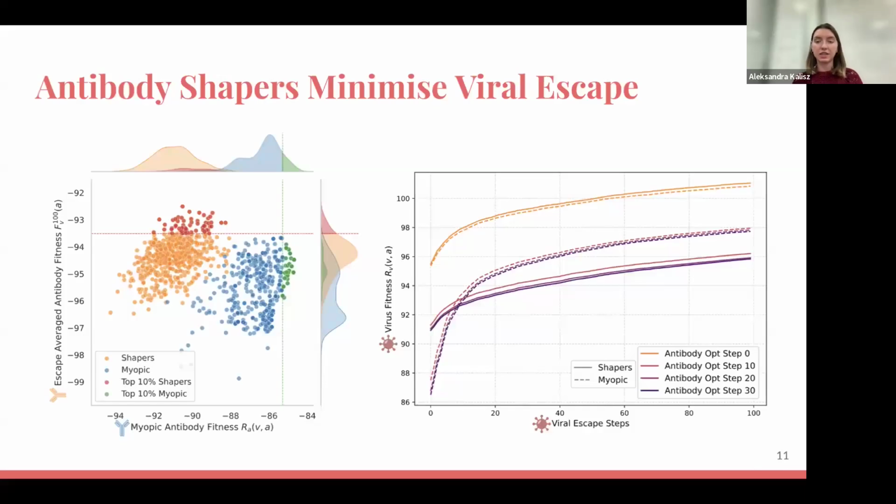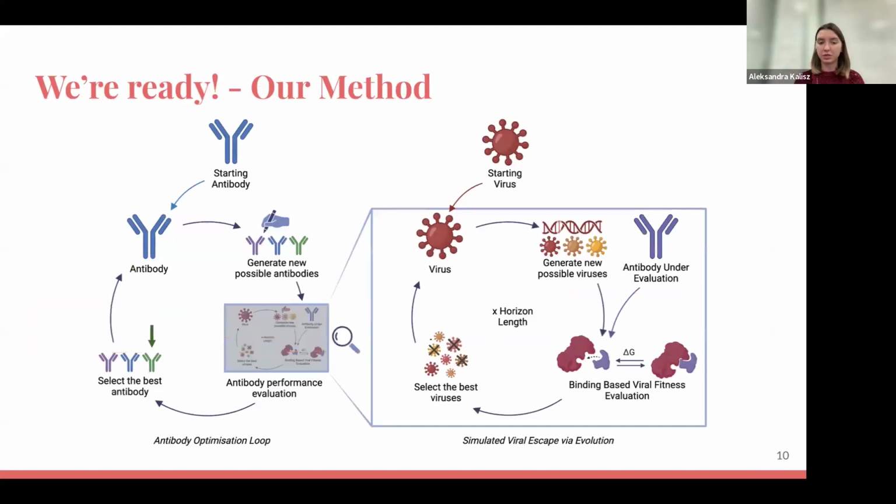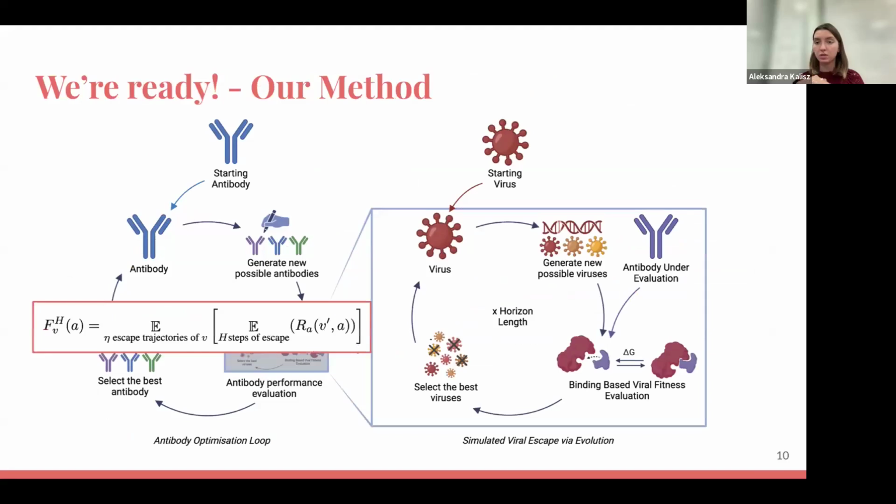I see. Okay. So every single dot on this scatter plot corresponds to a single antibody that was generated through the optimization process. Now, the shapers were generated in a way where when you simulate the escape of the virus in this antibody performance evaluation step, you're going to simulate it for a horizon of 100 escape steps. So the antibody optimizes against a virus that will be escaping for 100 steps, versus the myopic antibody, which never sees the virus change.